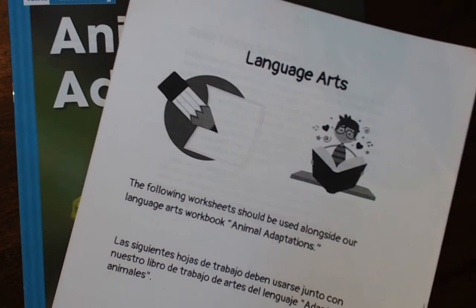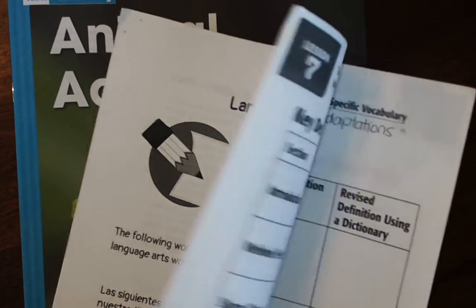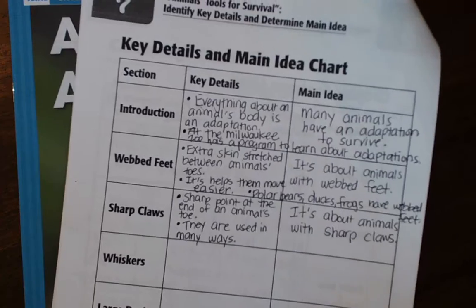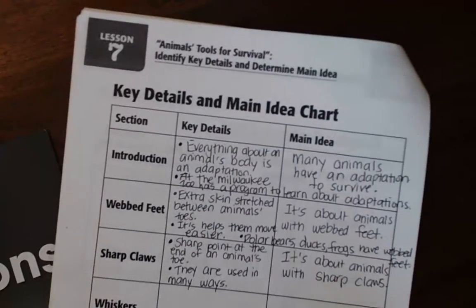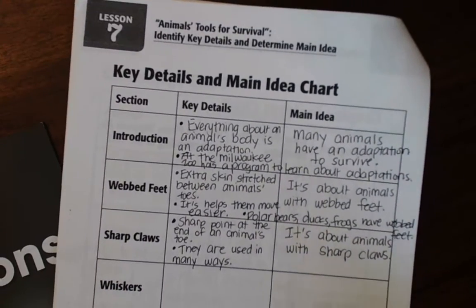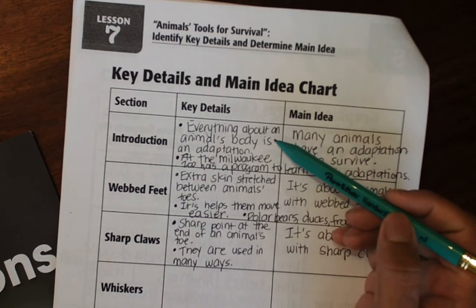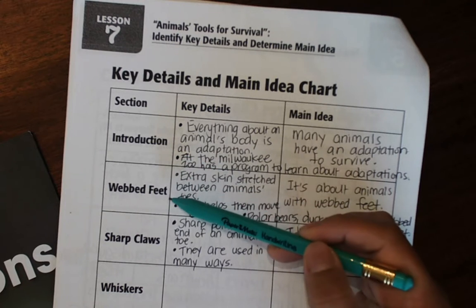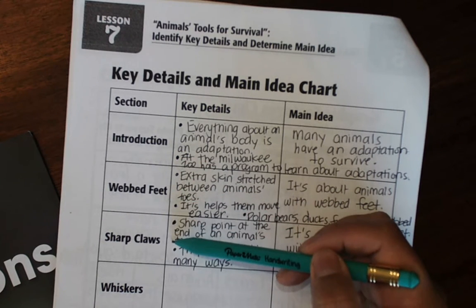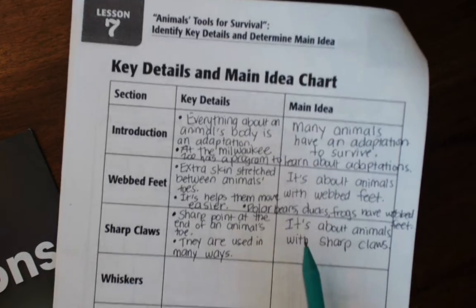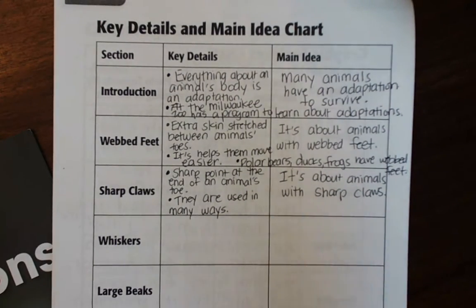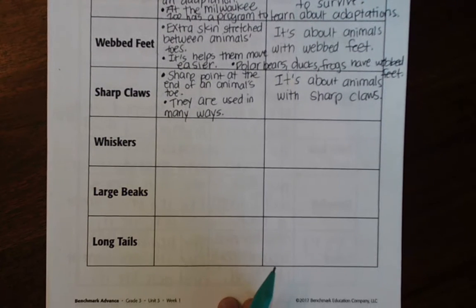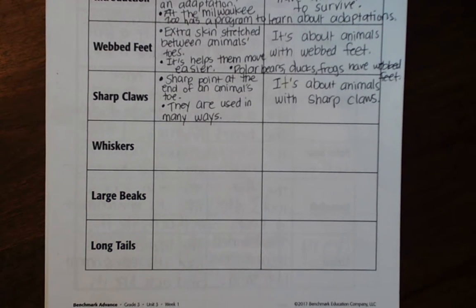All right, welcome back. So we did lesson 7, where we were writing key details and main idea for the reading Animals as Tools for Survival. We read 3 sections of that story yesterday. We did introduction, webbed feet, and sharp claws. And we wrote out what we thought the main idea was for each one of those sections. Now today we're going to finish it off with whiskers, large beaks, and long tails.